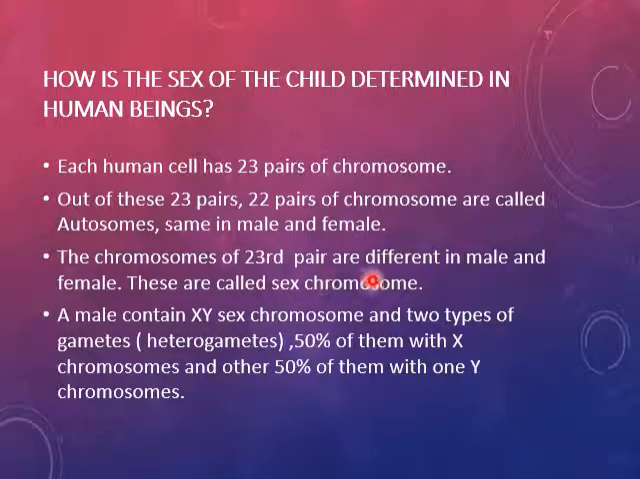and these are called the sex chromosomes. A male contains XY sex chromosomes and produces two types of gametes, that is heterogametes, 50% of them with the X chromosome and the other 50% with the Y chromosome. So the male contains X and Y sex chromosomes, and they will produce two types of sperms or male gametes, out of which 50% may be X and 50% may be Y. The male produces two types of gametes, so they are known as heterogametic.